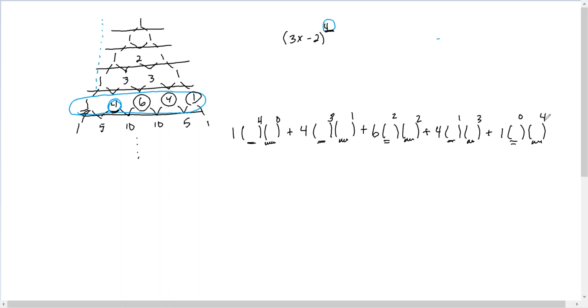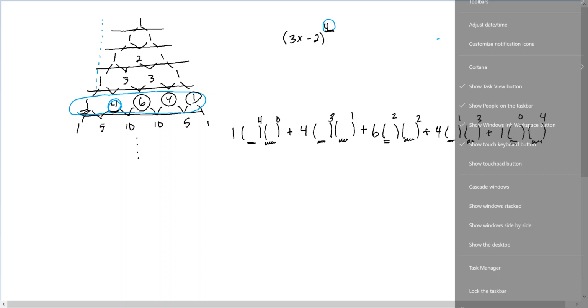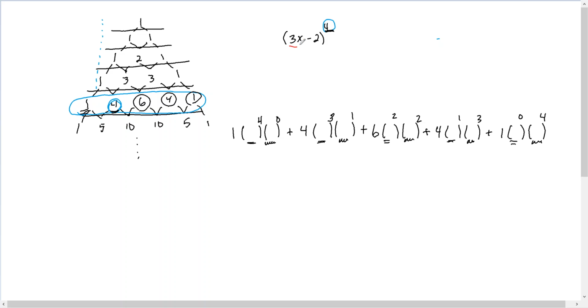All right, now for the next step. Let's take a look. I'm raising things to a 3x power and to a minus 2 power. So I'm going to put my 3x's in.